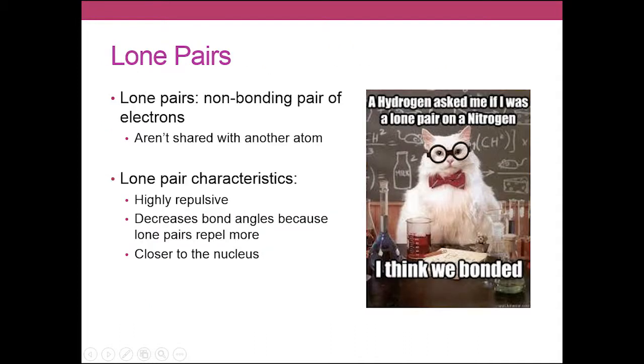Before we transition into our next VSEPR theory geometry, I think it's important to understand what exactly a lone pair is, because lone pairs will be the distinguishing factor between our two geometries. Lone pairs are non-bonding pairs of electrons, so this just means they aren't shared with another atom. Lone pairs, characteristically, are highly repulsive. They decrease bond angles because lone pairs repel more, and they're closer to the nucleus.